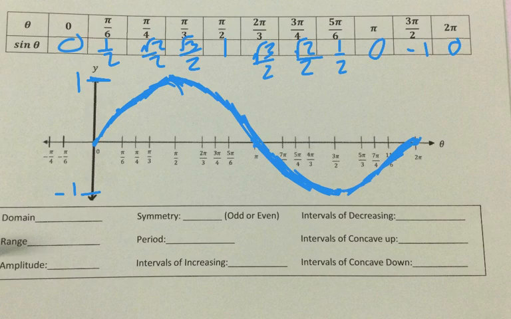So again, what's going to be the domain of my sine wave? What's my range? Those should be in brackets because it actually touches negative 1 and 1. Amplitude: 1.